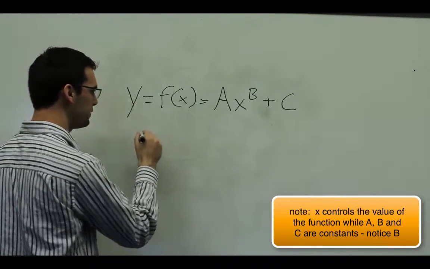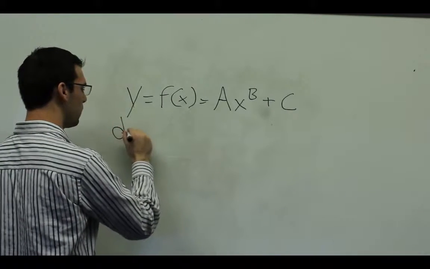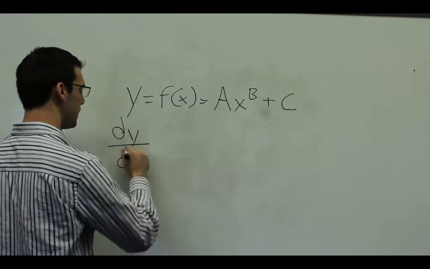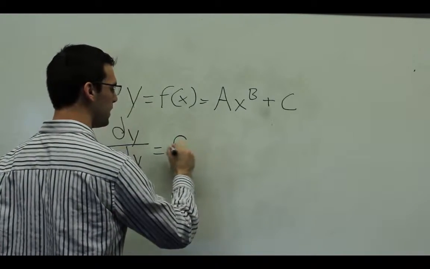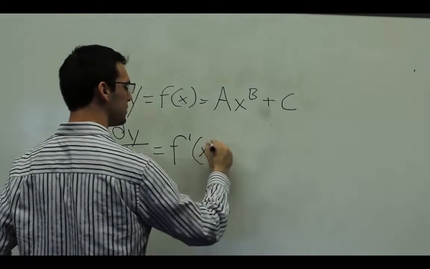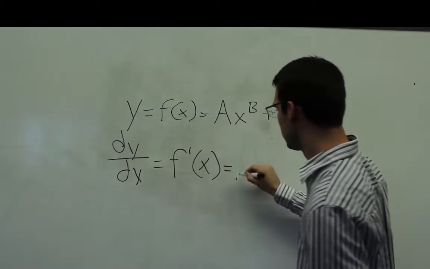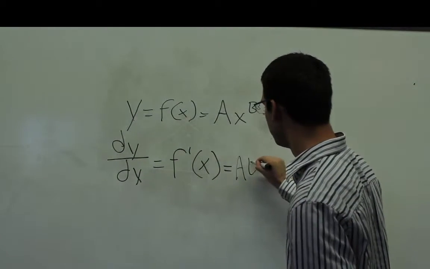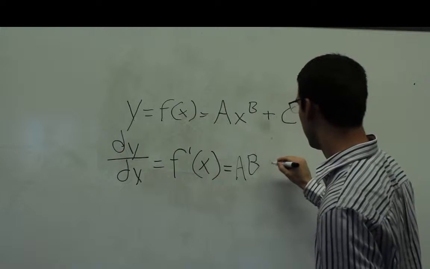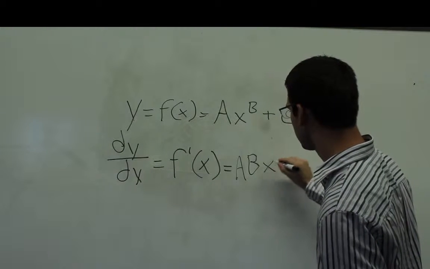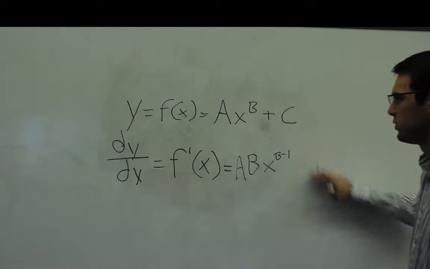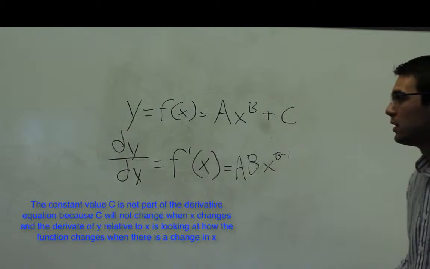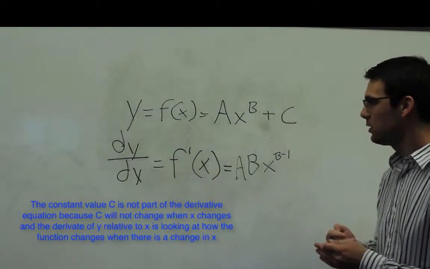Then the derivative of y with respect to x, which we could also write as f prime of x, is equal to a times b times x to the power of b minus 1, and we just drop the c. Okay? So this works in general.